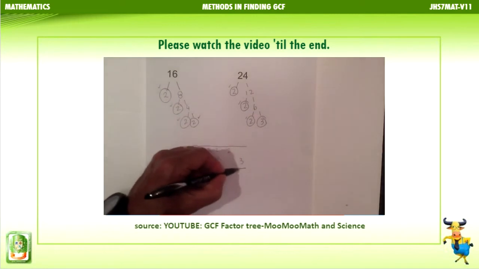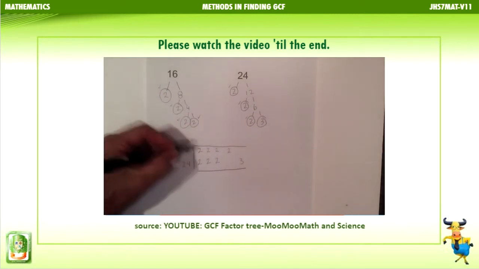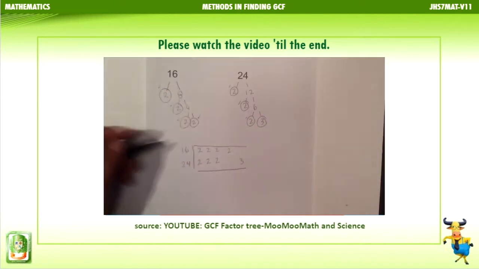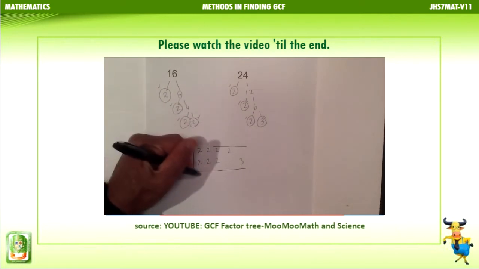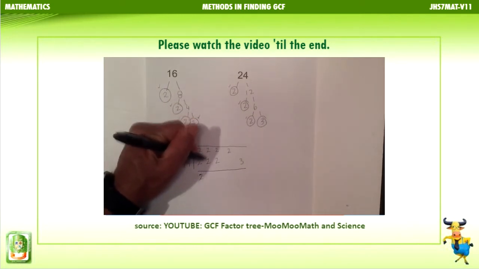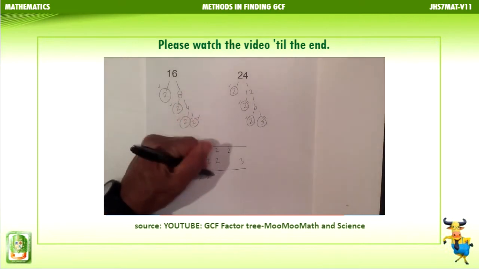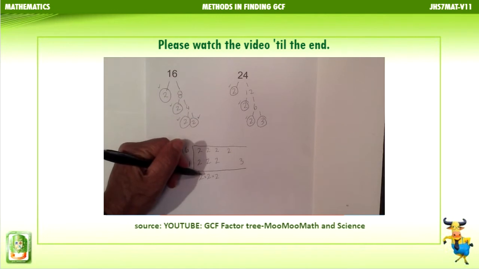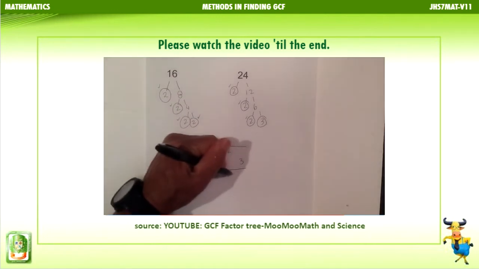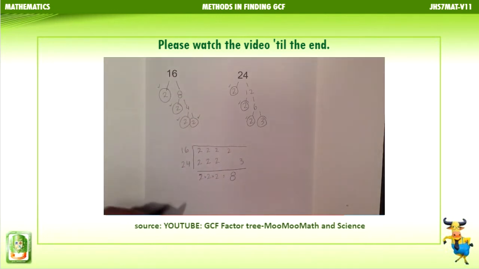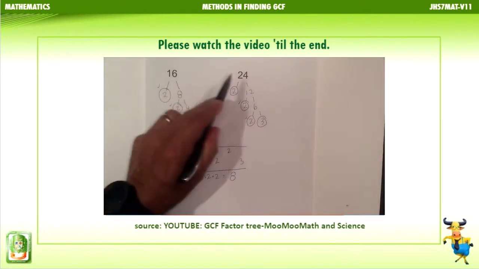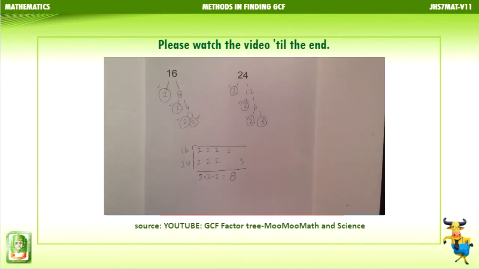Remember the rule, if you have pairs in the vertical column, since you're using 2 numbers, then you use that. I have a pair here, so I will write 2, and another pair, and another pair. So I multiply these together. 2 times 2 is 4. 4 times 2 equals 8. So the GCF of 16 and 24 is 8.